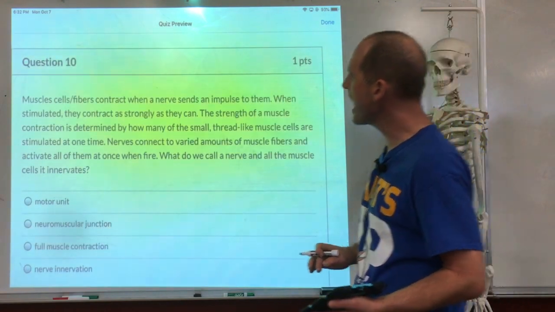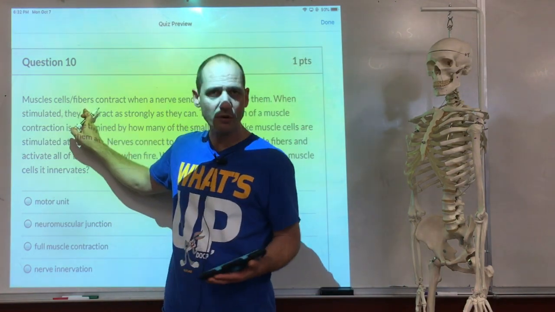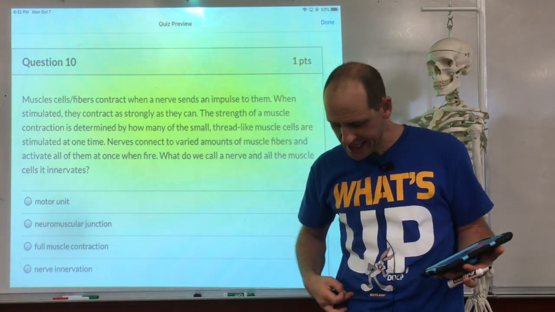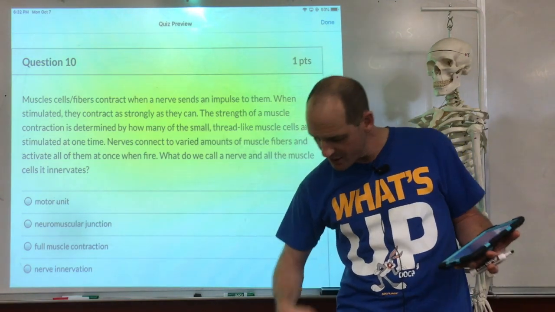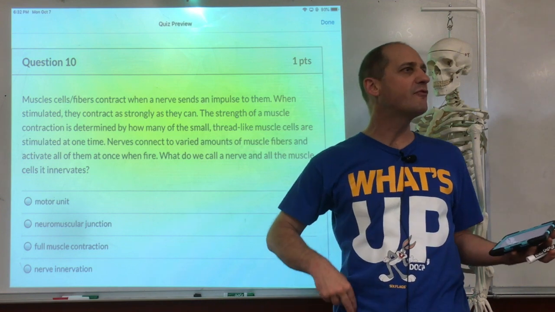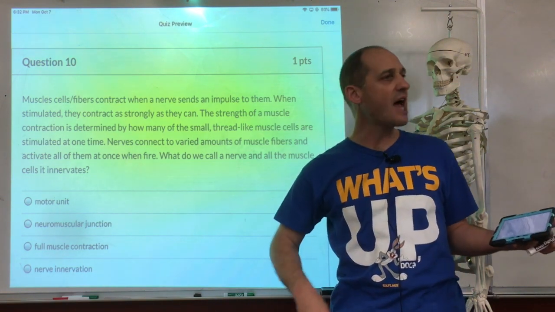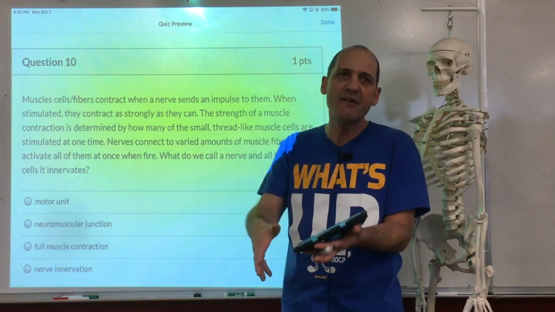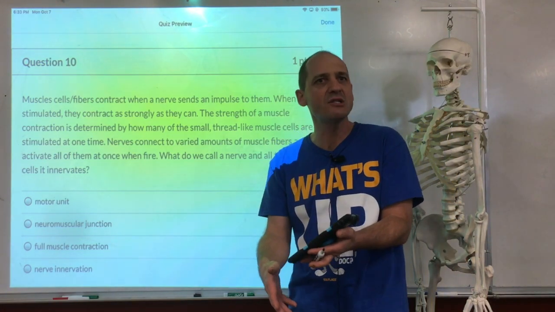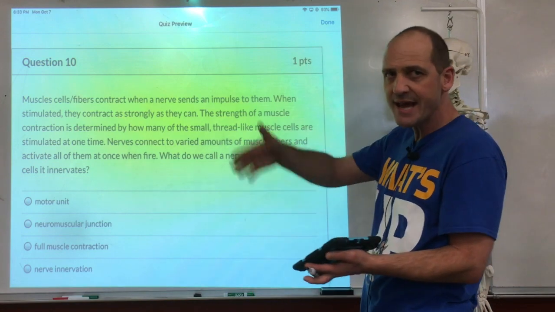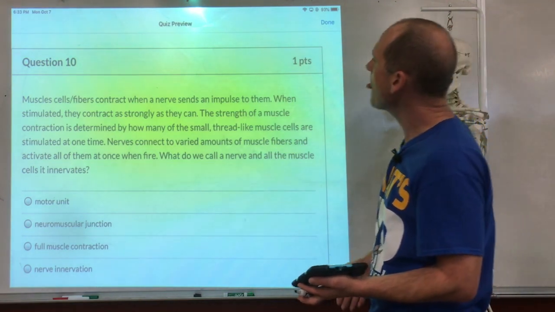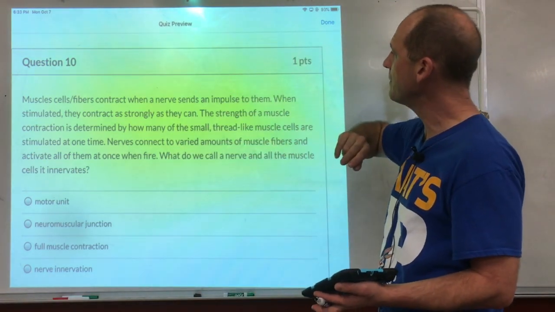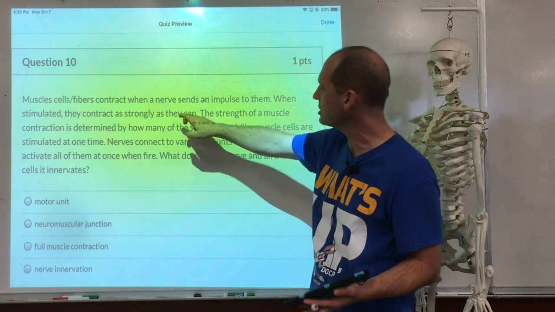Muscle cells contract, and when we say muscle cells, we mean a muscle fiber. And I should maybe mention that a muscle fiber spans the entire length of a muscle. So if a muscle goes from here to here, the whole length is one fiber, one thread. And inside that one thread, we have all these little myofibrils. Those are the smaller threads that then have these little threads, the actin and myosin, inside of them. So it's all these layers. They contract when a nerve sends an impulse to them. When stimulated, they contract as strongly as they can.